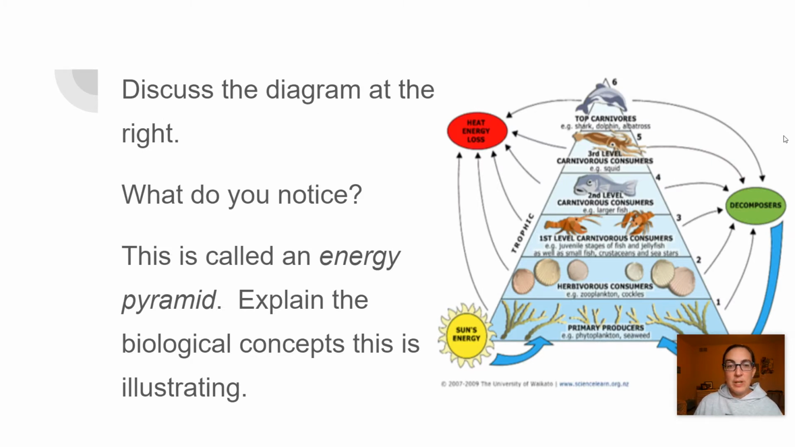All right, and one more thing to discuss as we get started. There's a diagram on your screen right now, and I just want you to take a minute and make some observations. This is an energy pyramid, so this is one way to represent some things about the flow of energy in an ecosystem. See what you remember about this, and see how much you can explain about what's going on in this diagram.